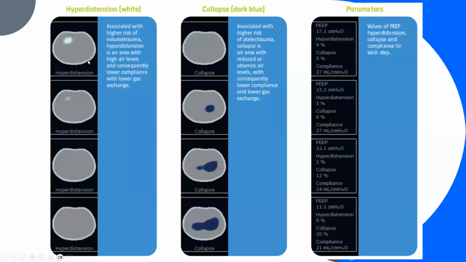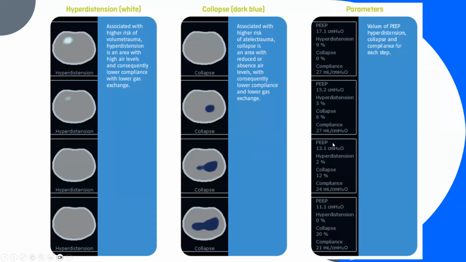So for hyperdistension, you can see here that's going to be displayed in white on our scan. The white gets brighter as we get more hyperdistension. So that is associated with a higher risk of volume trauma, so lower compliance and lower gas exchange. Here we've got collapse that you're going to see in blue. So that's going to be at a higher risk of atelectrauma. Again, lower compliance, lower gas exchange.